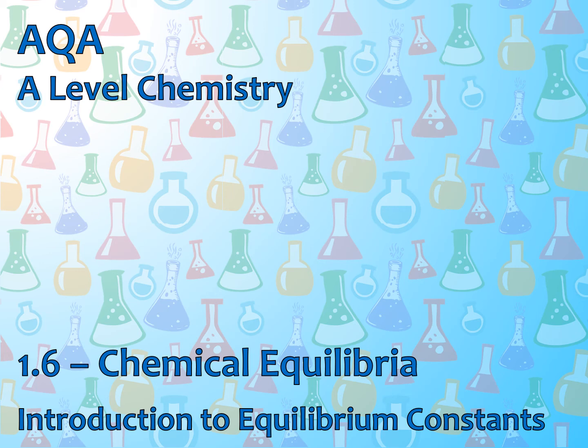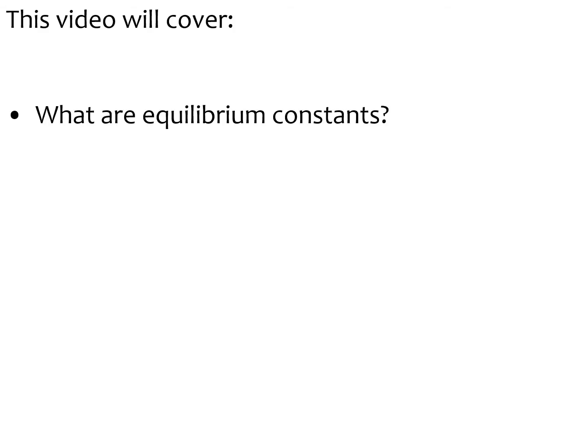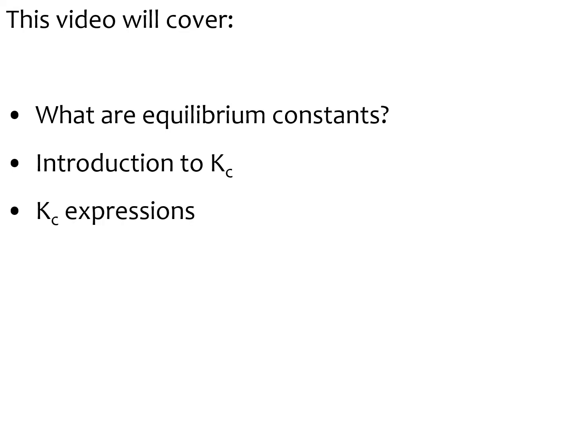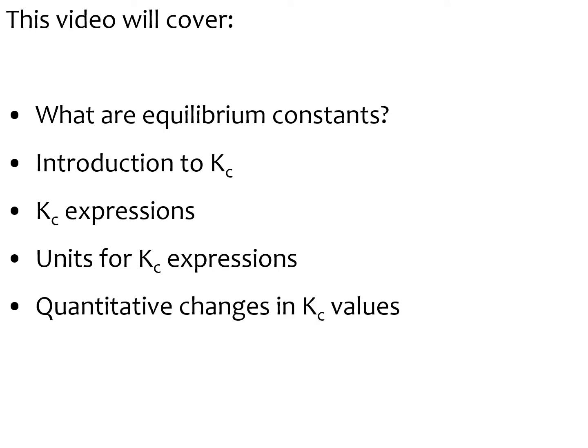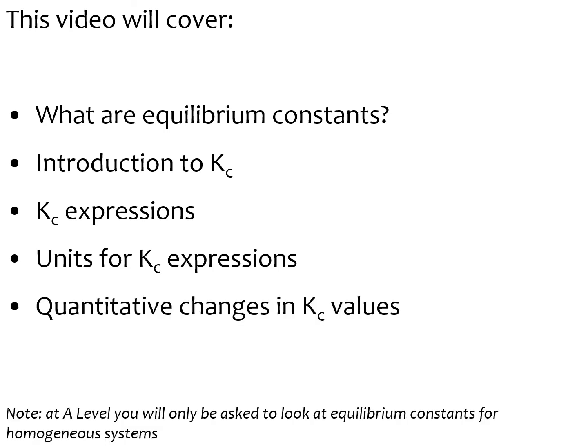This video is going to cover 1.6 chemical equilibria from AQA A-level chemistry, focusing on an introduction to equilibrium constants. This video is going to cover what are equilibrium constants, an introduction to Kc, Kc expressions, units for Kc expressions, and quantitative changes in Kc values. It's also worth noting that at A-level you will only be asked to look at equilibrium constants for homogeneous systems. Those are systems where all species are in the same state, for example all gases.